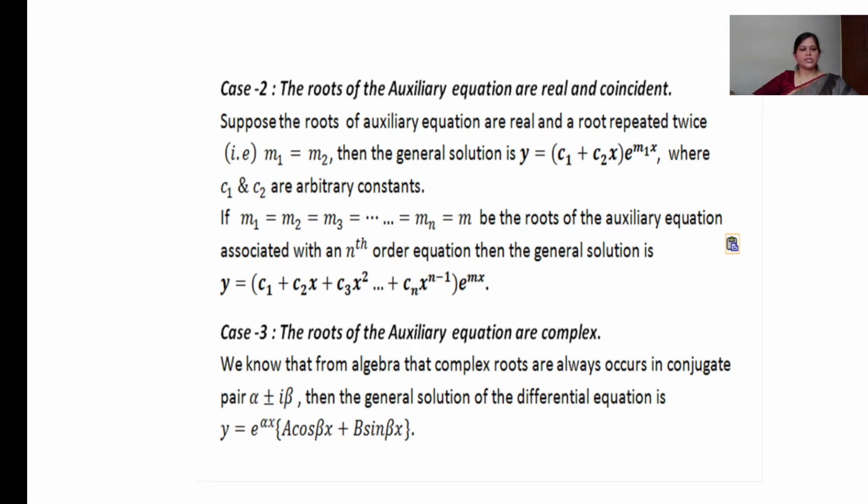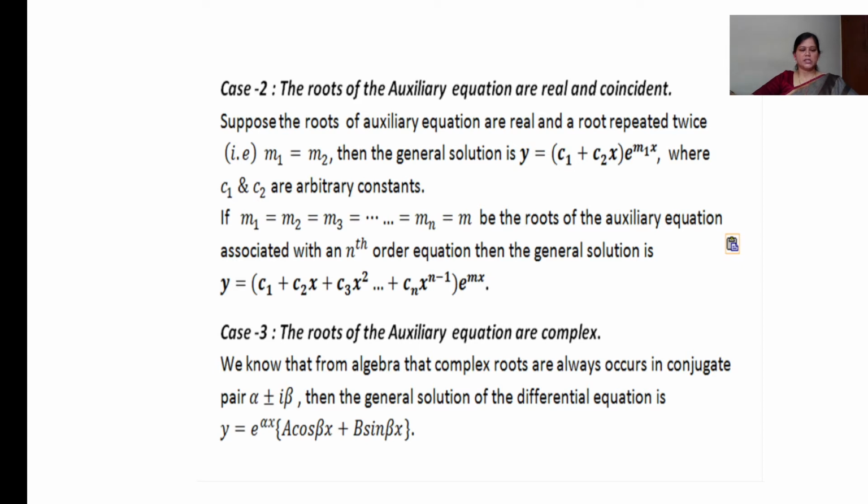If m1 is equal to m2 is equal to m3 is equal to etc. mn is equal to m be the roots of the auxiliary equation associated with an nth order equation, then the solution is y is equal to c1 plus c2 x plus c3 x square plus etc. plus cn x to the power n minus 1 into e to the power mx.